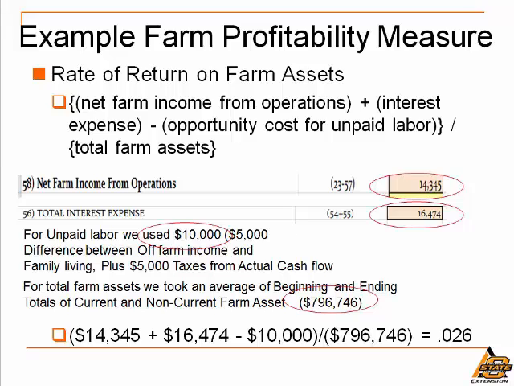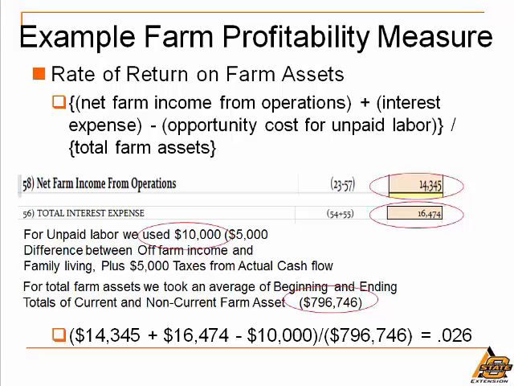Here we show the example profitability measure, return on farm assets calculation based on the example case farm. Net farm income comes from the accrual income statement, in this case $14,345. And the interest expense also comes directly from the accrual income statement. Recall that for the return on assets measure, we need to subtract off a charge for unpaid operator labor, something that represents the value of the labor contributions that are not explicitly paid for. In this case, we will use $10,000.